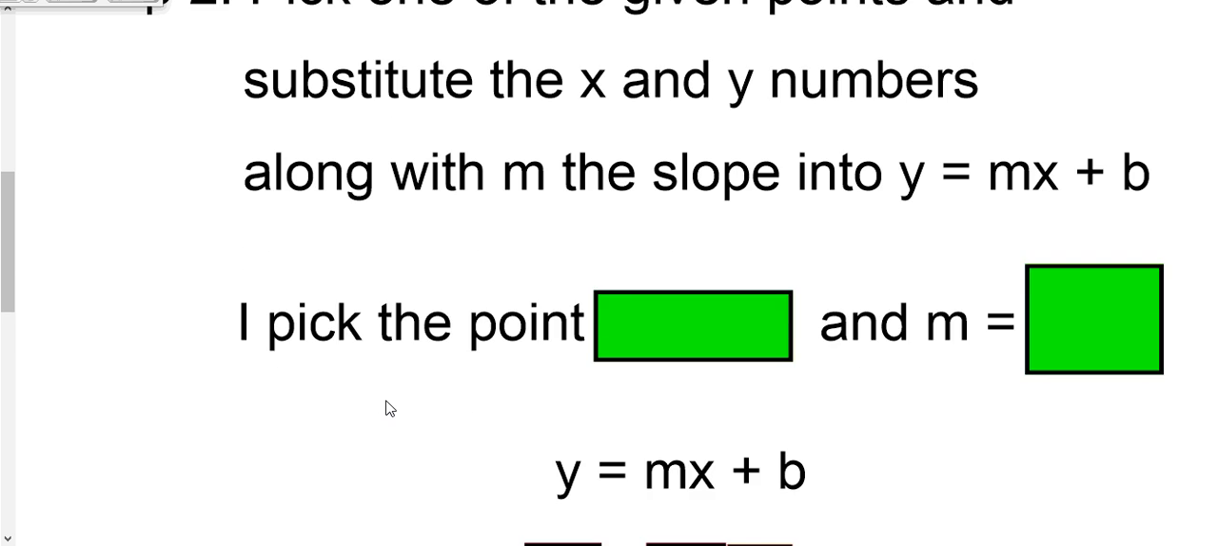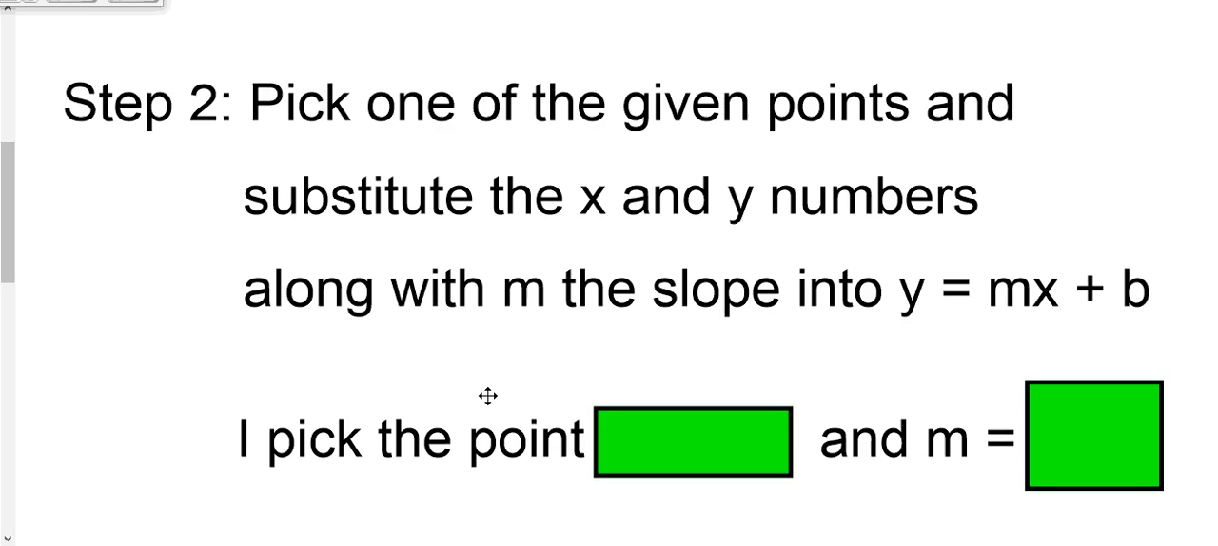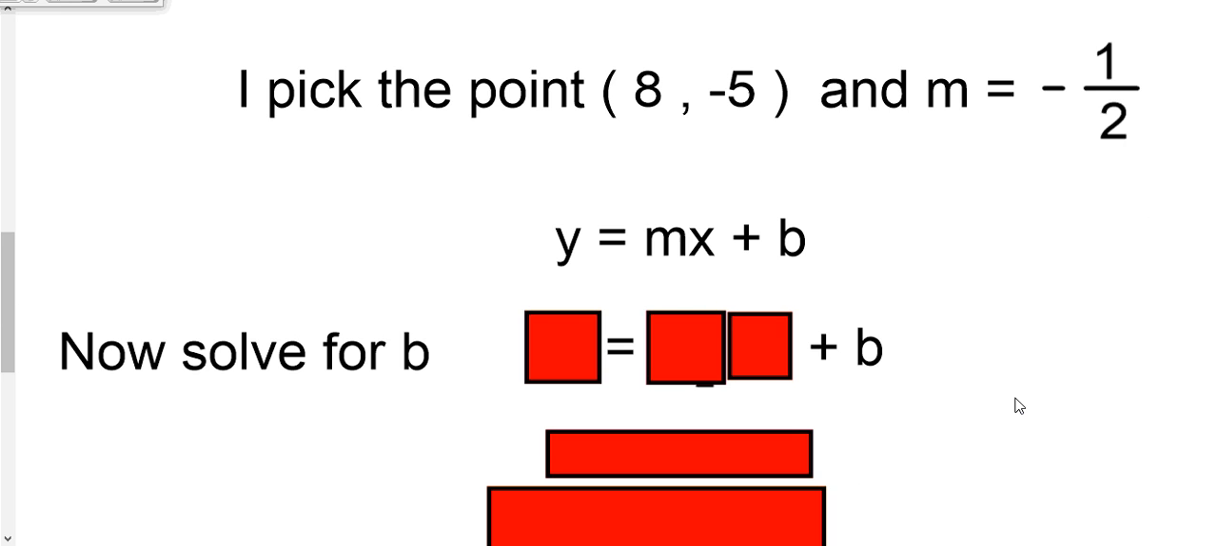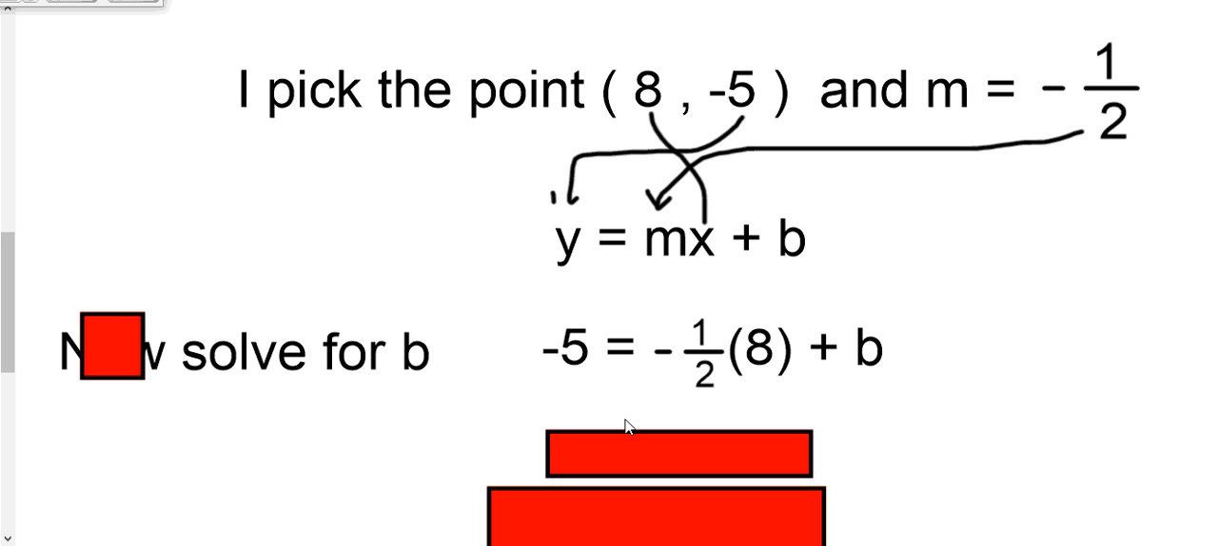We're going to pick a point, either one of those points. I chose (8, -5). And remembering that our slope is negative 1/2, substituting those numbers into slope-intercept form: the x number is 8, goes there. The y number is -5, it goes there. And the slope goes in place of m here. So the only thing, again, we'll be missing is the b.